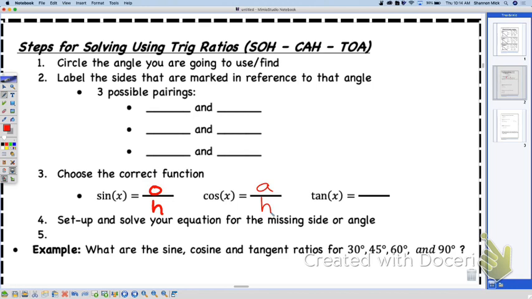Okay, so sine is opposite over hypotenuse, cosine is adjacent over hypotenuse, and tangent is opposite over adjacent. So we will be looking at a specific angle, like this one. If we wanted that angle, then we will label, well, this is H, yes? And to this angle, this is O, and this is A.